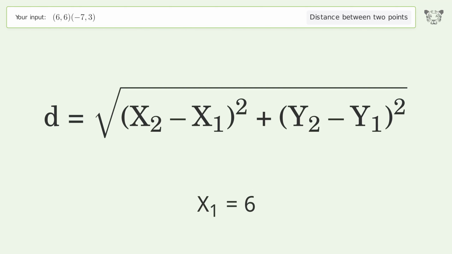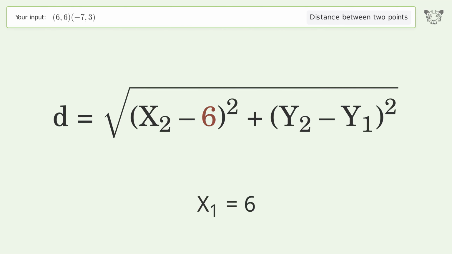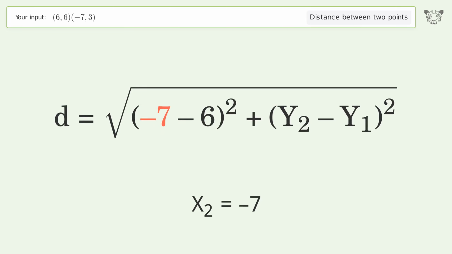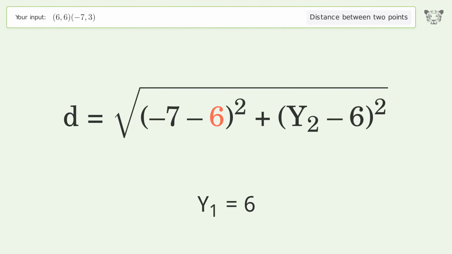x1 equals 6. x2 equals -7. y1 equals 6. y2 equals 3.